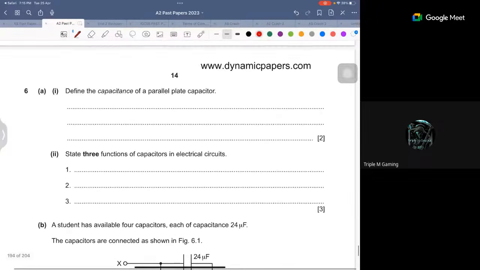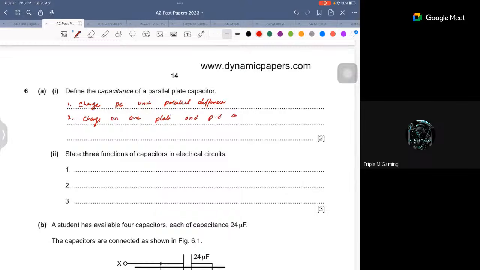Cool. Okay, then we're going to go to the next, which is the capacitance of a parallel plate capacitor. For this, obviously, you need to write that this is the charge per unit potential difference. Okay, this would give you 1 mark, and the other mark should be for writing charge on one plate and potential difference across the plates. That's how you do it.